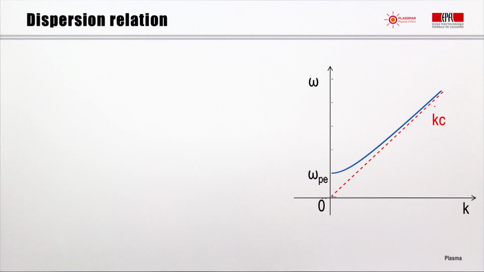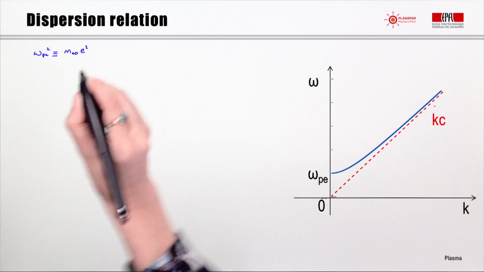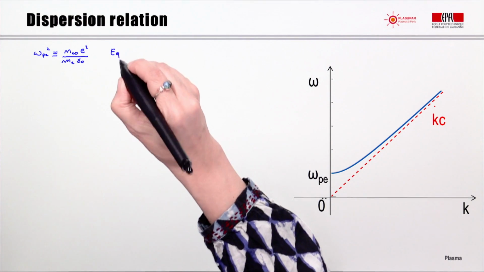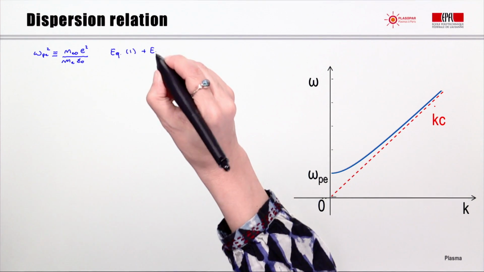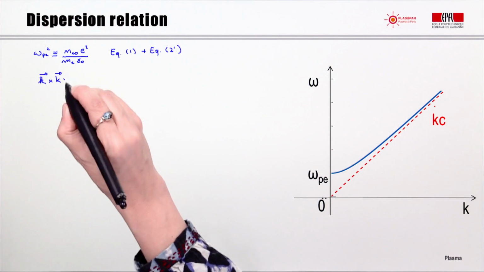We have found that the electromagnetic wave is a purely transverse wave, as in vacuum, and we have seen how the electrons behave when the wave propagates. Now we still need to find the dispersion relation of this wave in the plasma, that is, how the frequency is related to the wave vector k. To do this, let us define the plasma frequency that you have already seen in previous lectures. By using this definition and by combining equation 1 and equation 2', we can write an equation for the electric field only.